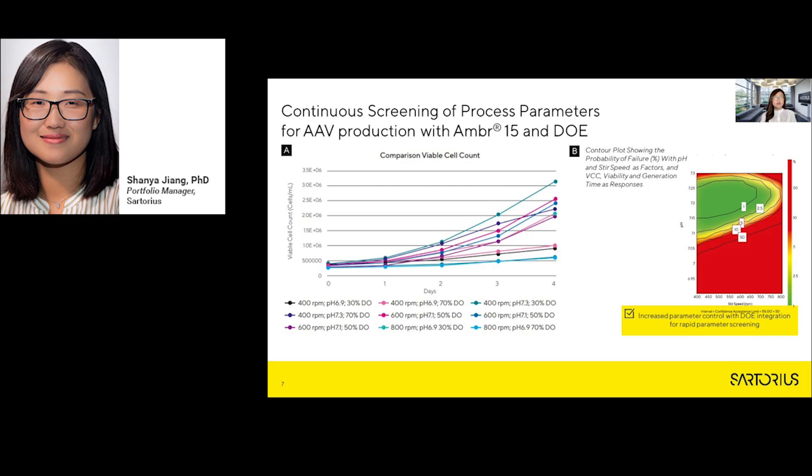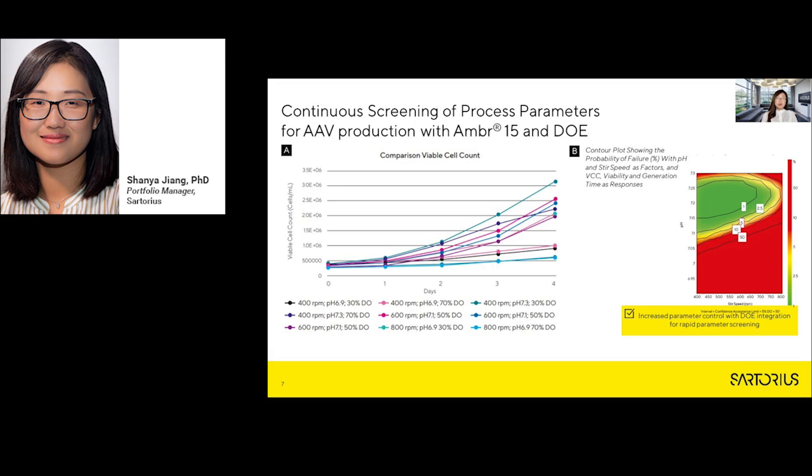The predicted probability of failure for viable cell count, viability, and generation time were plotted based on different pH and stirring speeds. It's shown in percentage, with green being the lower probability of failure and red being the higher probability of failure. Since DO was not found to be a significant parameter, 50% DO was chosen as a set point. From the contour plot, we can see the optimal set point is with stirring speed at 400 RPM or less and pH being approximately 7.22.